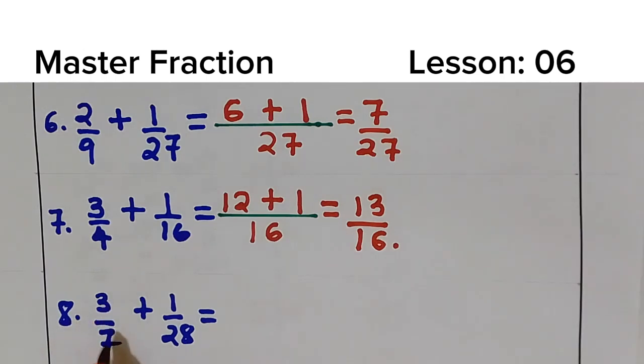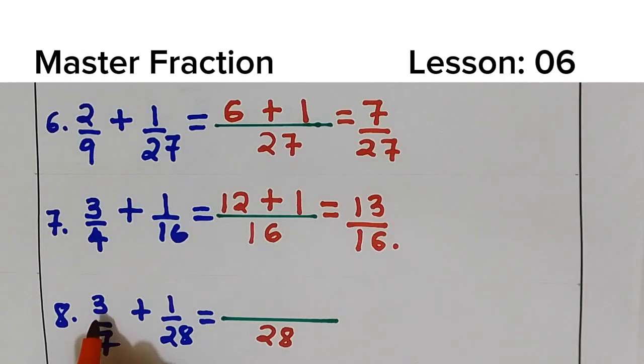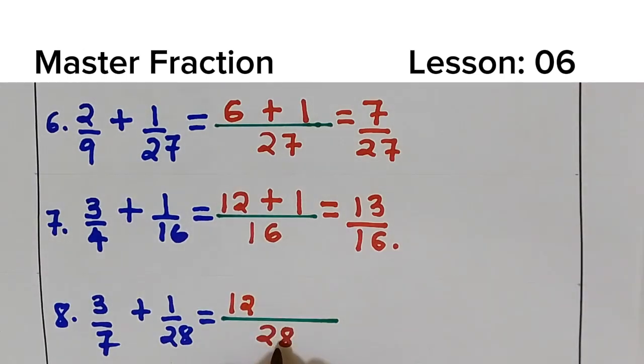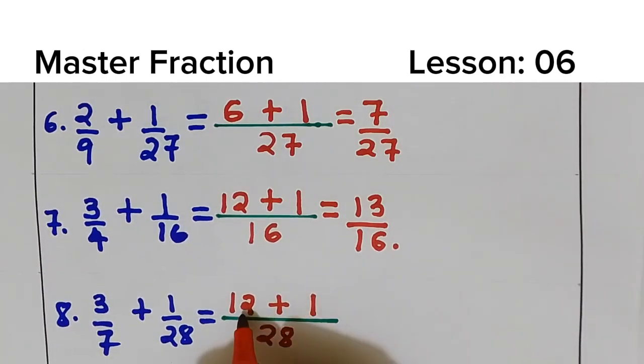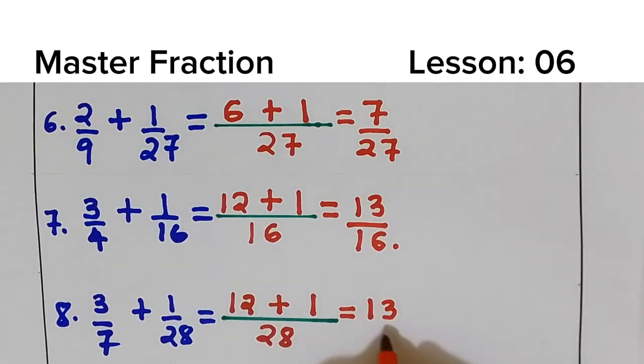3 over 7 plus 1 over 28. We'll find the LCM of 7 and 28. The LCM is 28. 28 divided by 7 is 4. 4 times 3, we got 12. 28 divided by 28, we get 1. 1 multiplied by 1, we're going to get 1. 12 plus 1, we got 13 out of 28.